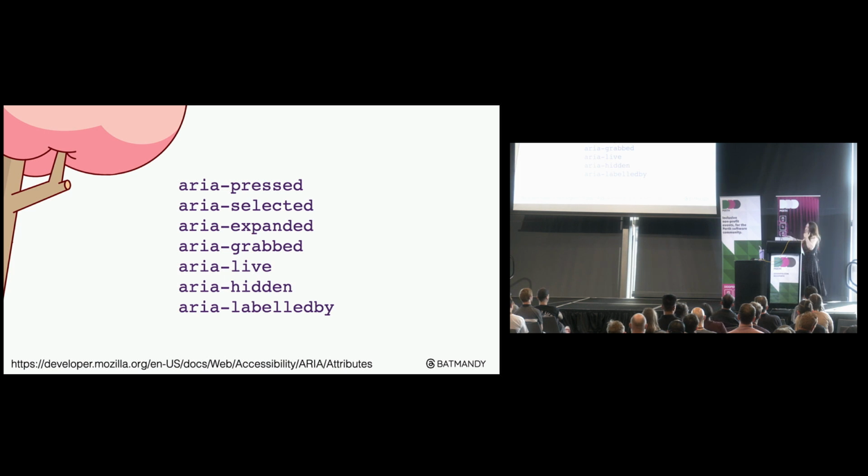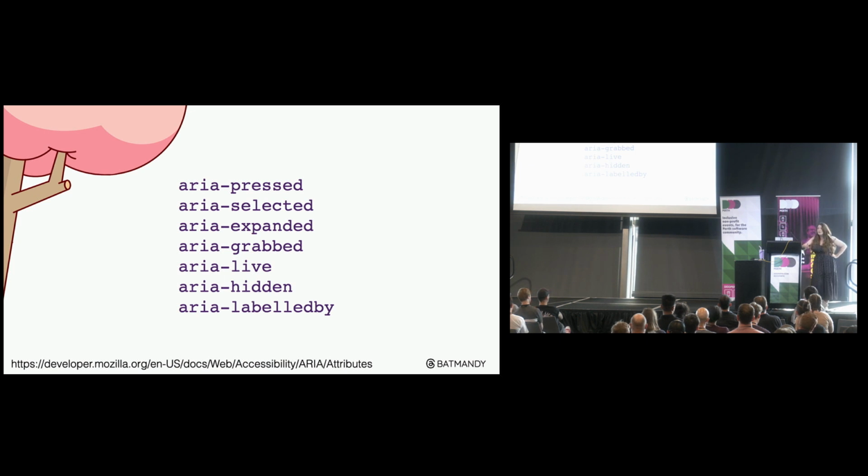ARIA labelled by indicates that that element is labelled by... I always mess up trying to remember how to explain this with all of the labels. It identifies an element that the label applies to. Really common in forms, like if you're doing error messaging, you can use that to say, oh, this is the error for this input.